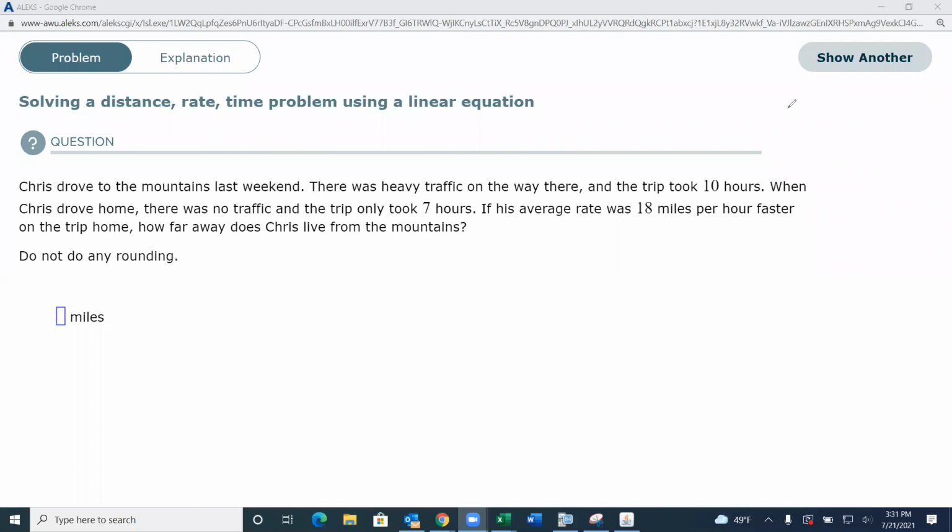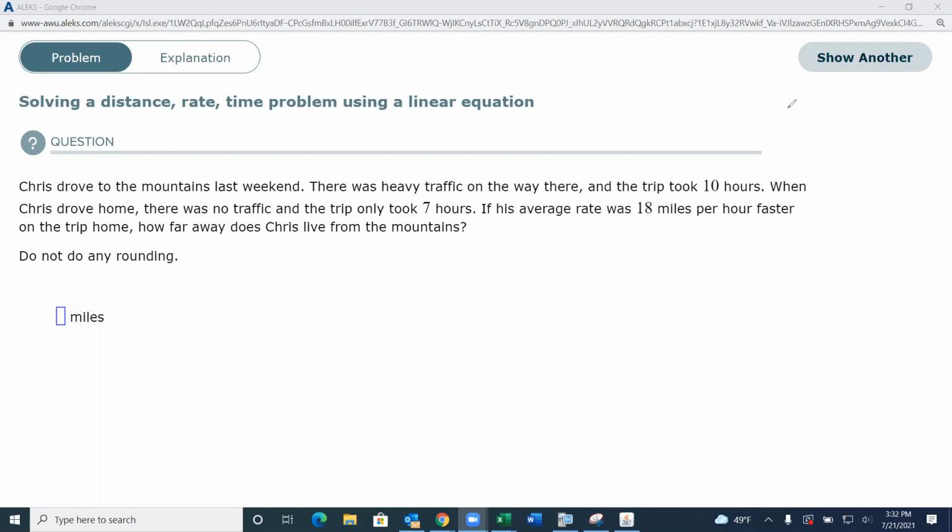Okay, on this one, Chris drove to the mountains last weekend. There was heavy traffic on the way there. It took 10 hours. Wow, that's a long trip. When he came home, there was no traffic, so it was only 7 hours. If his average rate or speed was 18 miles per hour faster on the way home, how far does Chris live from the mountains?